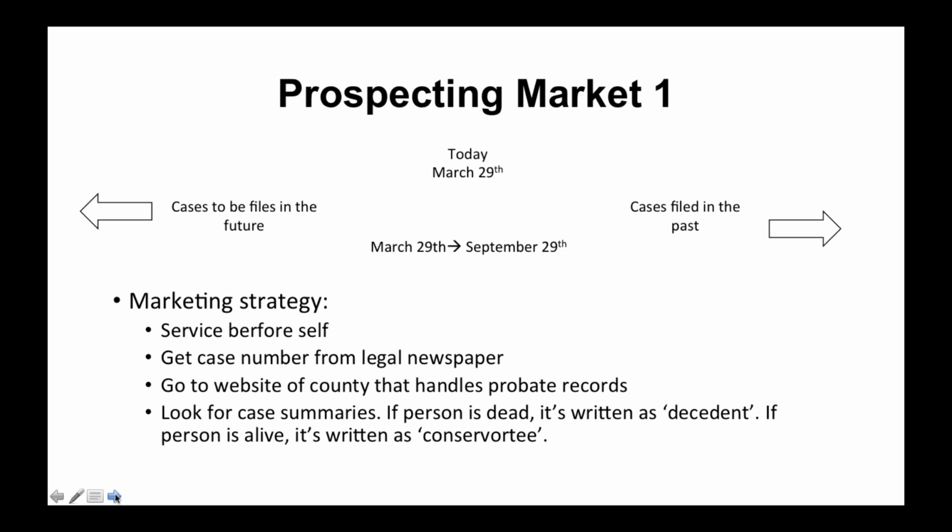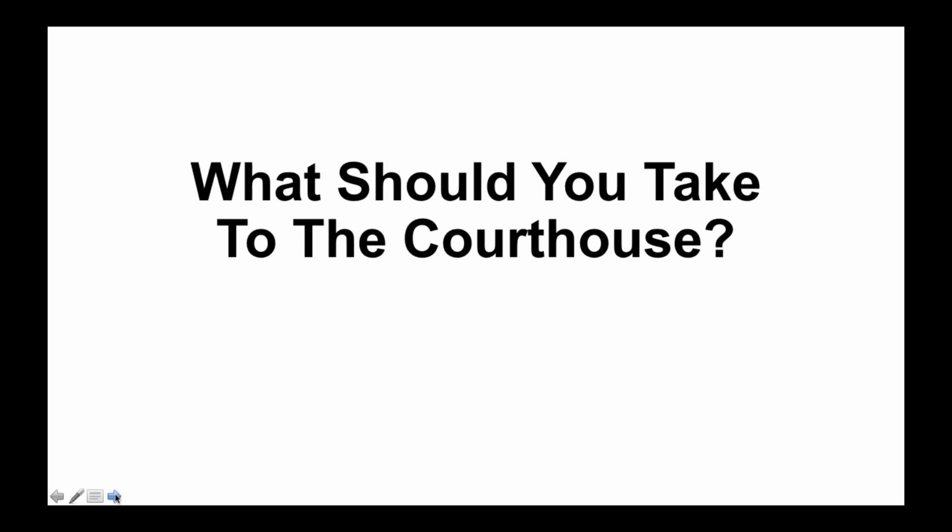You're going to have the case number from the legal newspaper. You can go to the website of the county that handles the probate records and get that information. If you see conservatorship on any of the documents, that means the person is still alive, but they're probably in a nursing home. I don't mess with those cases. Some people do. Just too many of them here.